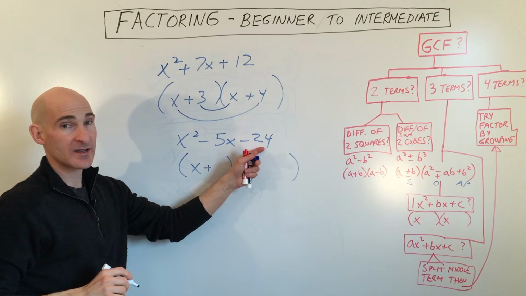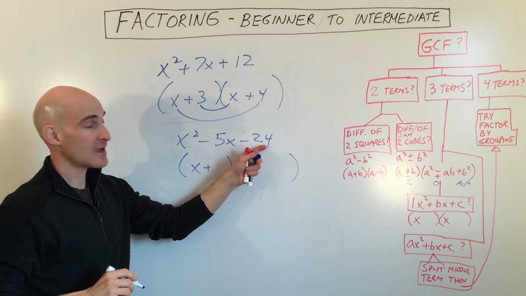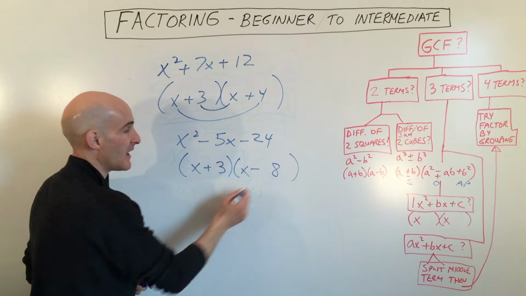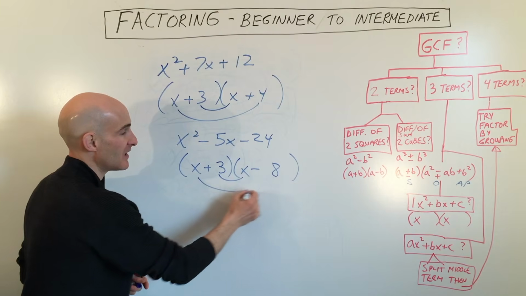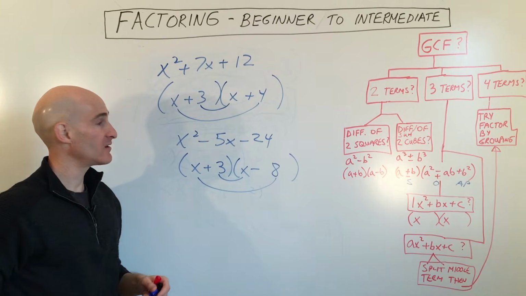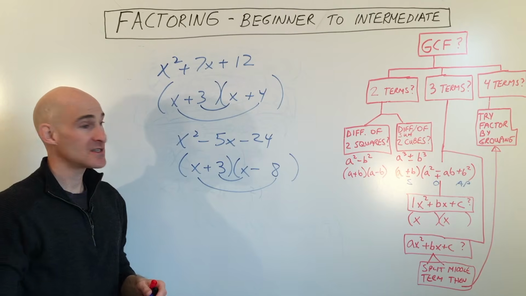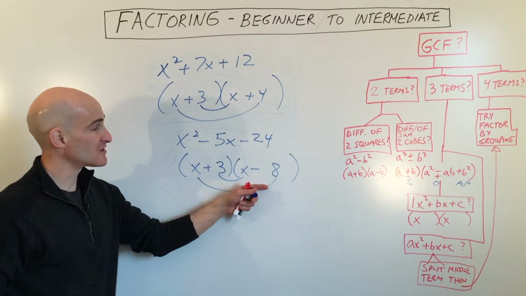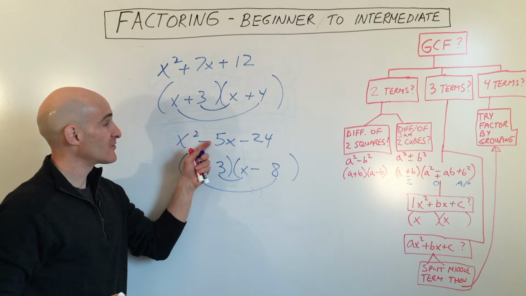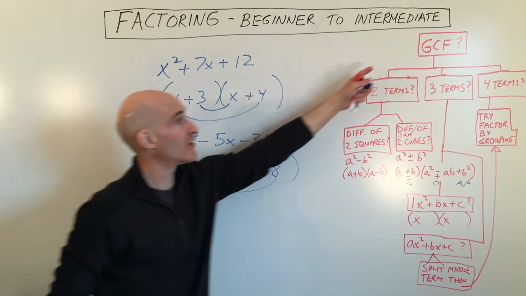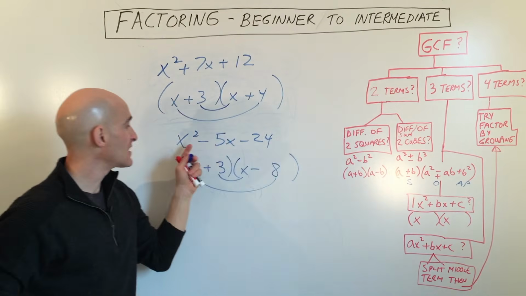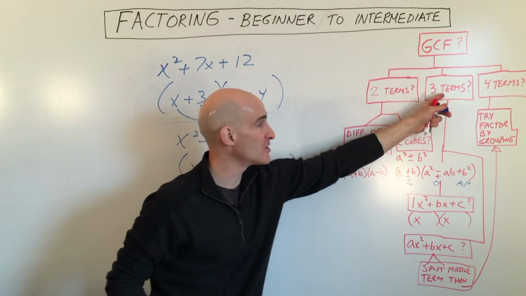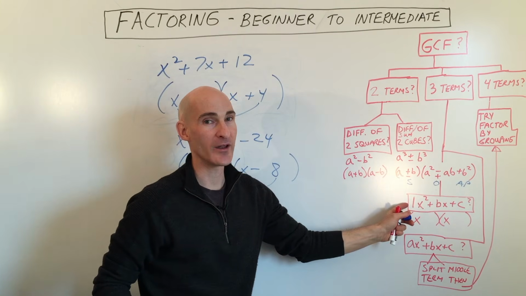And we could do 1 times 24, 2 times 12, 3 times 8, 4 times 6. But you can see this is going to be 3 and 8, because 3x and negative 8x add up to our middle term, negative 5x. Now again, you want to see if you can factor further, but in this case, this is as far as we can go, so this is the fully factored form. You also want to see if there's something you can factor out first, the greatest common factor, but in this case, there wasn't something that we could divide out of all the terms, so we went right into factoring when you have 3 terms, leading coefficient of 1.